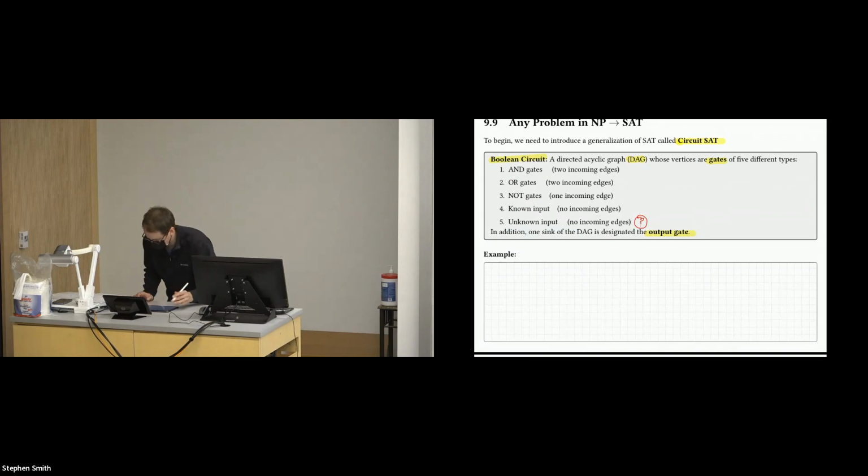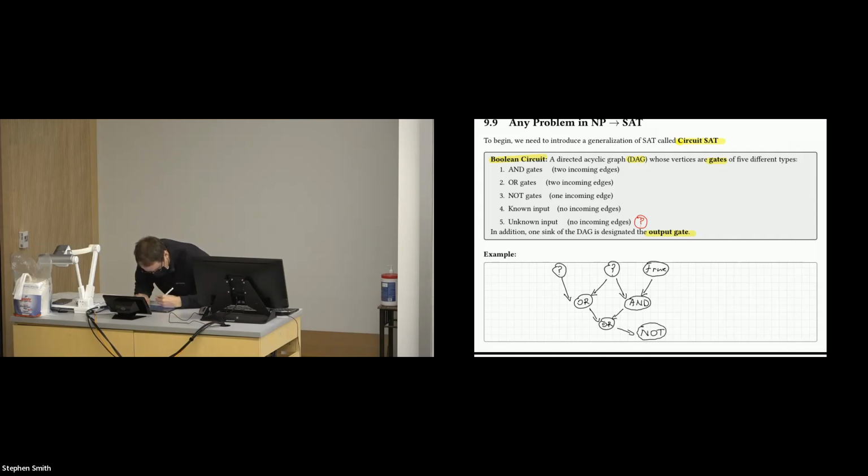So an example of such a graph is this. Let's say we have two unknown inputs and a known input, which is true. The two unknown inputs go into an OR gate. These two go into an AND gate. The result of those goes into an OR. I'm running out of space that way, so I'm going to go off on an angle here. That goes into a NOT gate, and that gives us our output node.